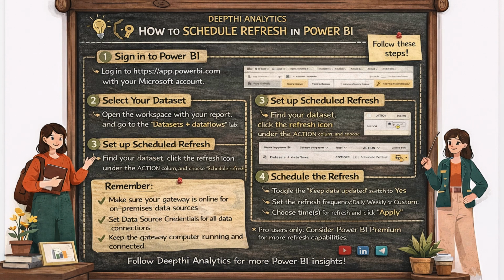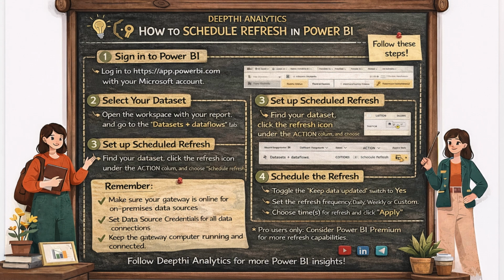How do you schedule a refresh in Power BI? First, publish your report from Power BI Desktop to Power BI Service. Next, sign in to app.powerbi.com and go to your workspace. Open the Datasets plus Dataflows tab and find your dataset. Click on Settings, then go to the Scheduled Refresh section.